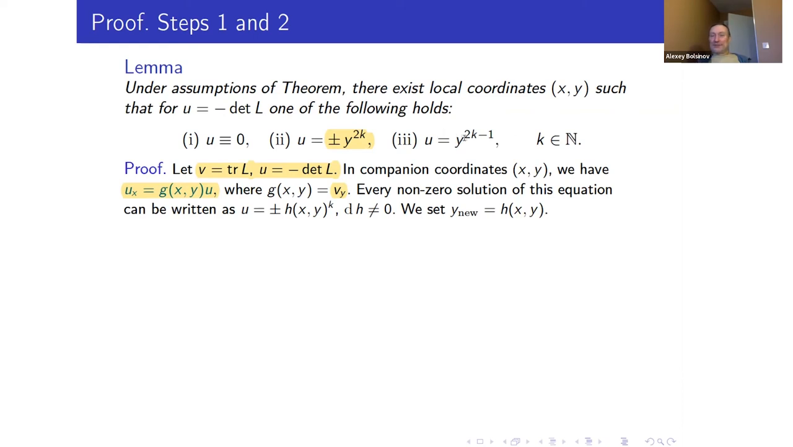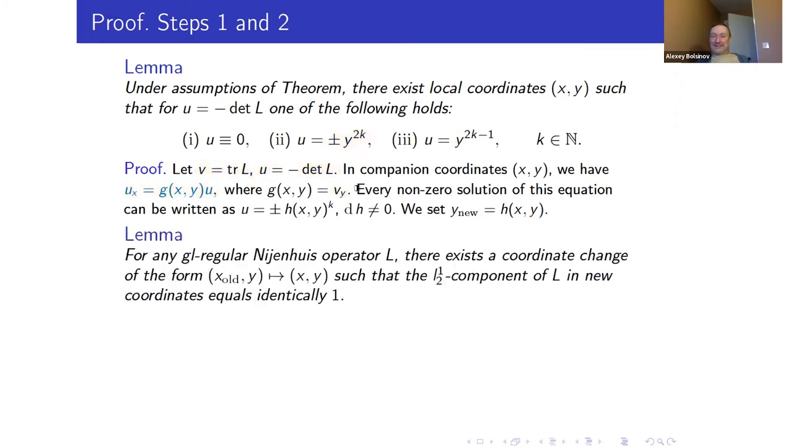So now we choose the second coordinate y such that the formula for the determinant is very nice. And the second transformation we are going to apply is the following. I will keep y fixed and will only change x. I will change it in such a way that one component of my matrix L, this component L_12, which corresponds to the number 1 in the Jordan block, is equal to 1 identically. That's what I want to do.